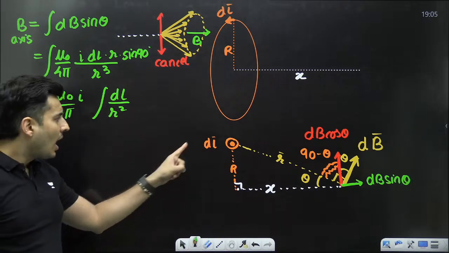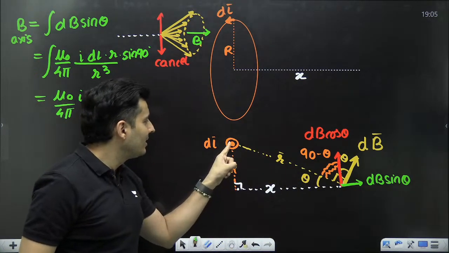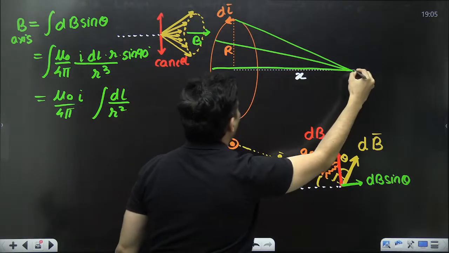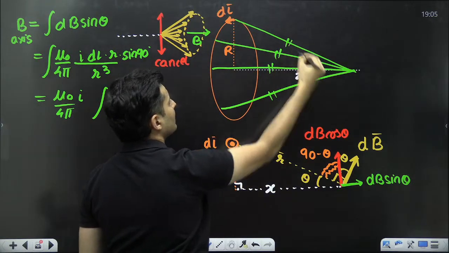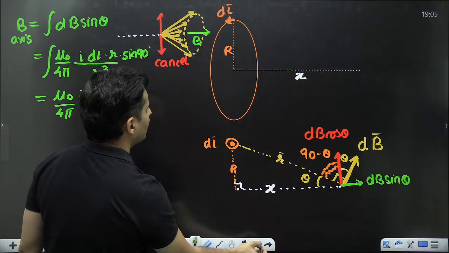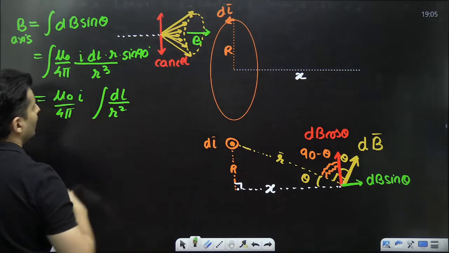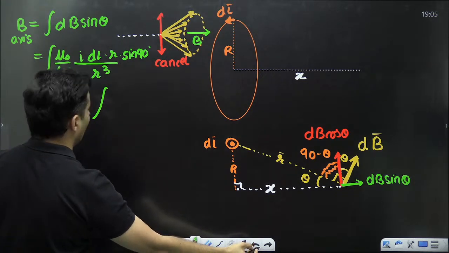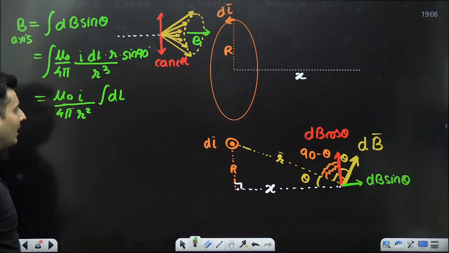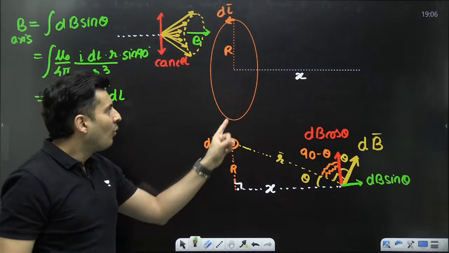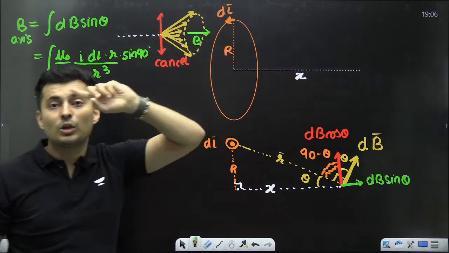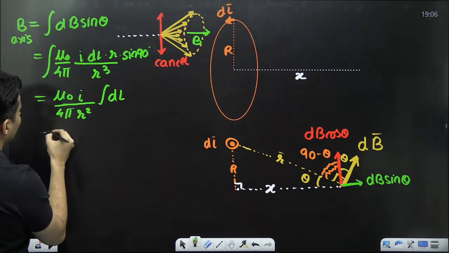But let me tell you, r is also a constant. If you take this element or this element or this element, all these lines are the same. They are all the hypotenuse. So technically speaking, I can even shift this r square outside. And what I'm left with is just integral of dl. Sin 90 was anyways 1. What is integral of dl? dl plus dl plus dl is the total perimeter, which is nothing but 2 pi r.